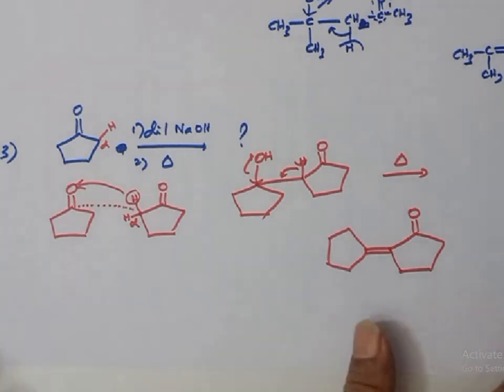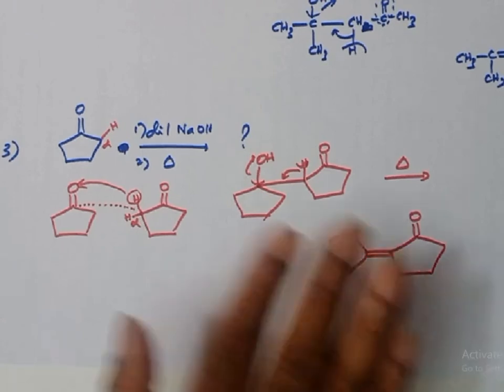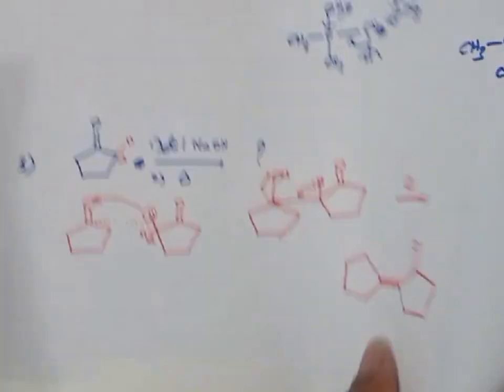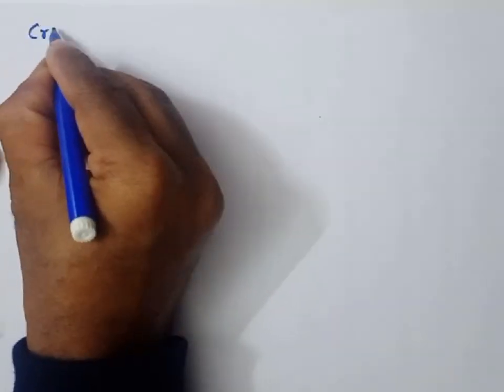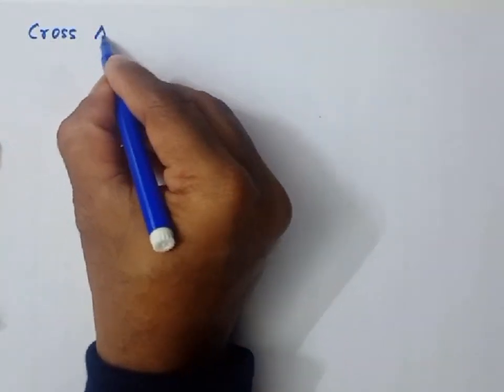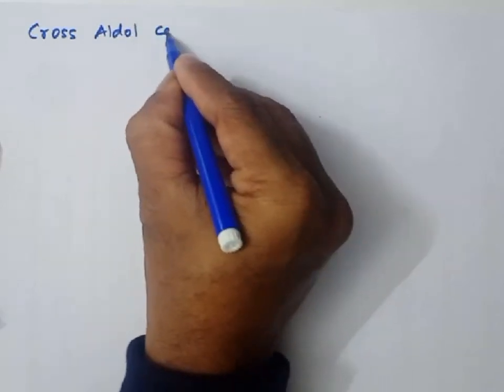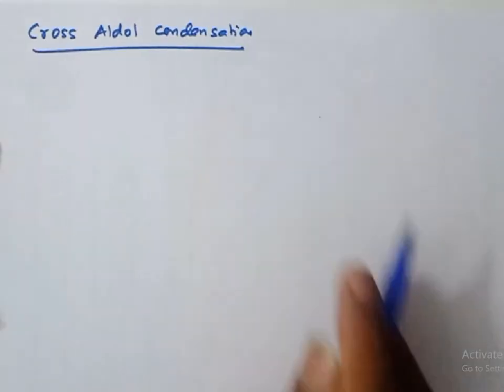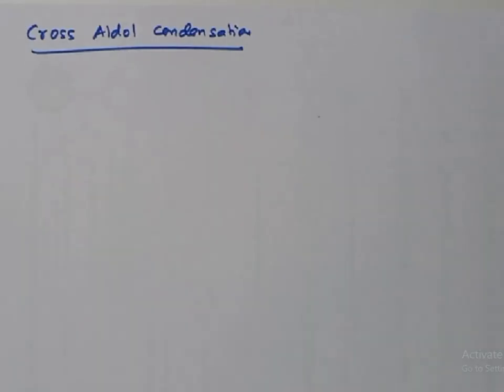Okay, now here I have given a simple aldol reaction. Now let me take one example for crossed aldol condensation, crossed or cross aldol condensation, the aldol reaction or aldol condensation reaction. Cross aldol means you should take two different compounds. Okay, now when you take two different compounds, there is a problem.